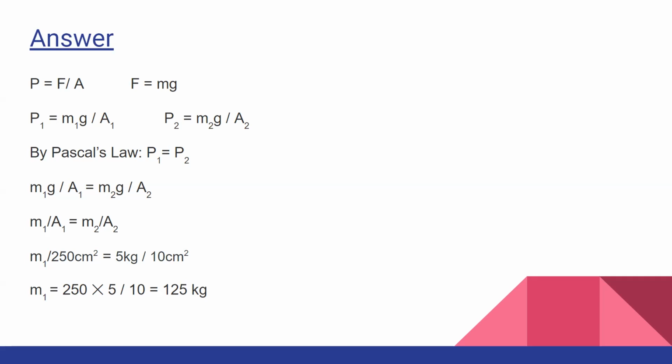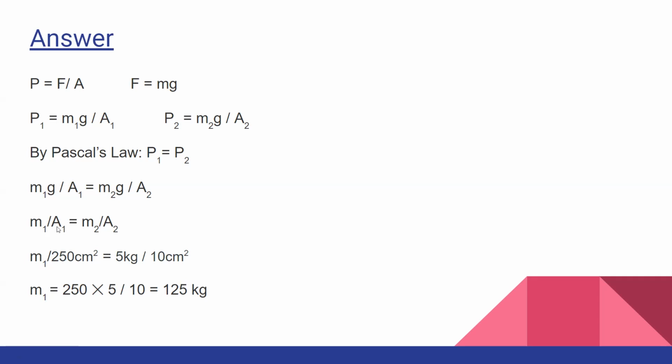And obviously here by Pascal's law, P1 is equal to P2 because it's the same body of fluid. So we can set these two equal to each other. So M1G over A1 would equal M2G over A2. We can cancel the G's because they're constants. So we get M1 over A1 is equal to M2 over A2. And then we directly substitute things from the problem that we know of. So we know A1 was 250 centimeters squared, and M2 was 5 kilograms because that was the weight. A2 was given to be 10 centimeters squared.